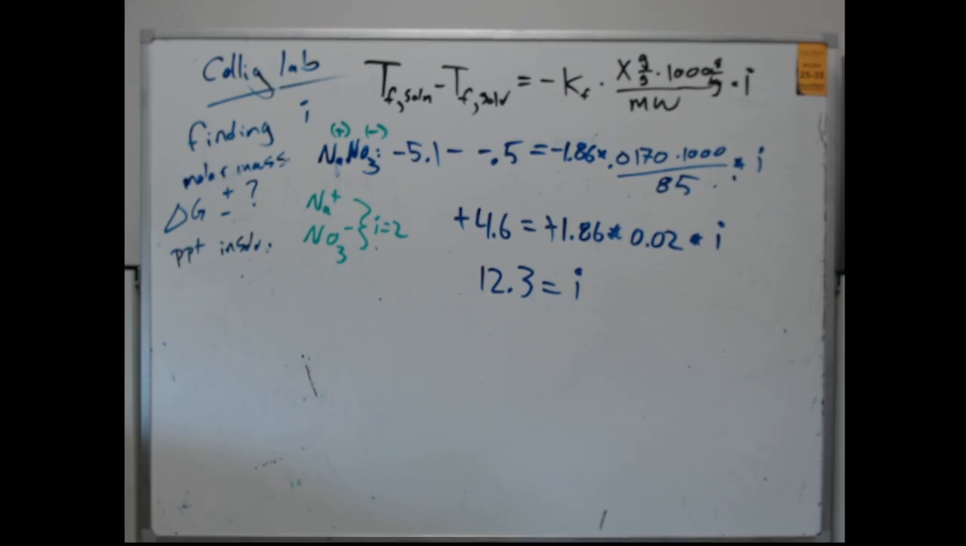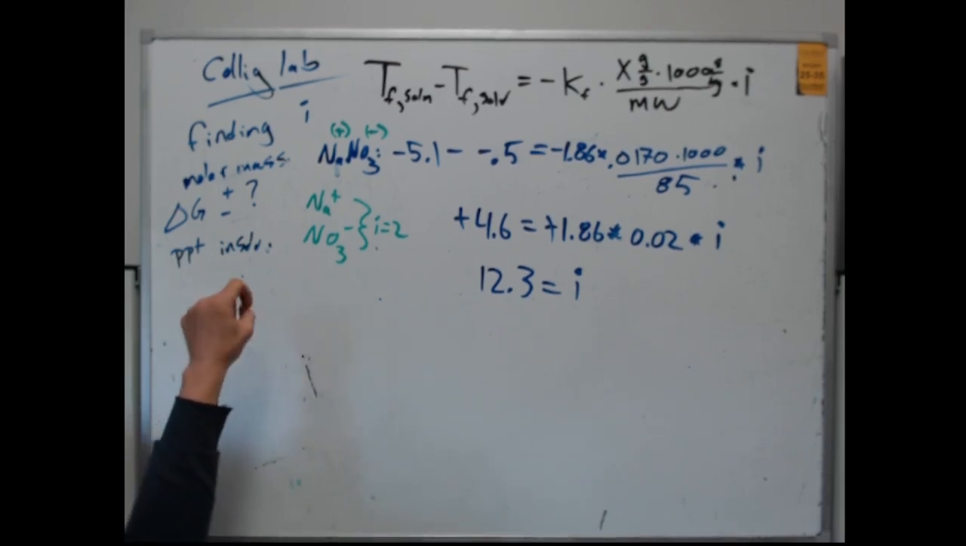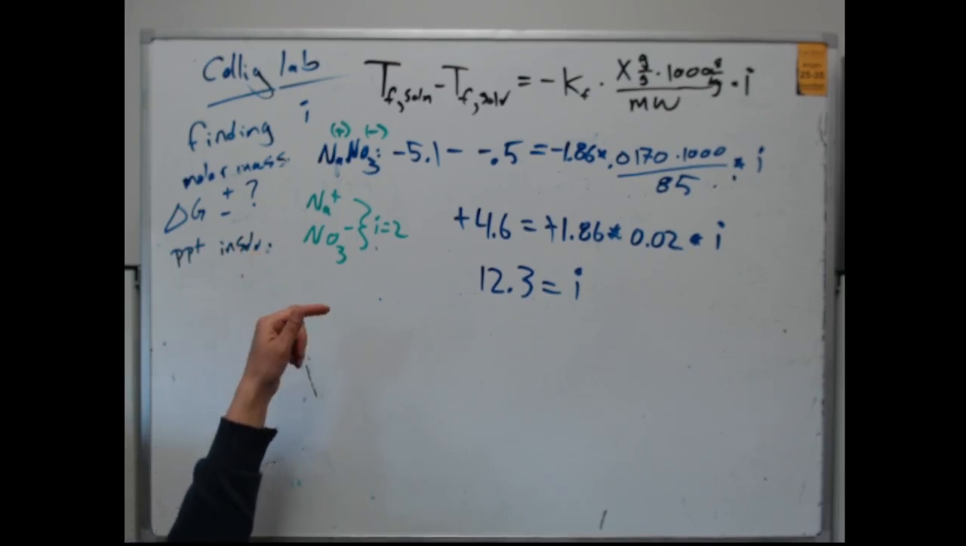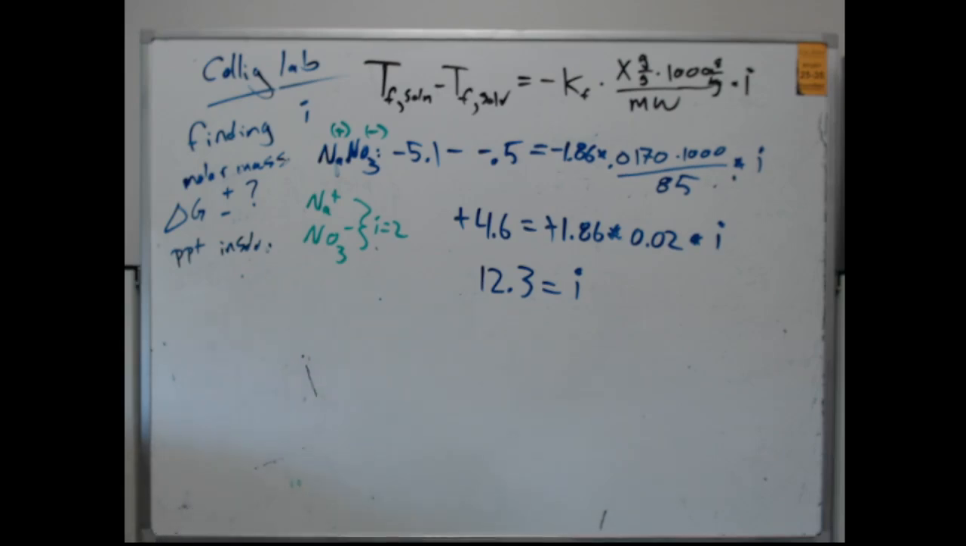Because we see not full ionization, we see concentration and temperature effects that make it so it doesn't completely split into exactly two things. Some of the things don't split up as much as the others, and so we see something like 1.8, 1.7 instead of 2.